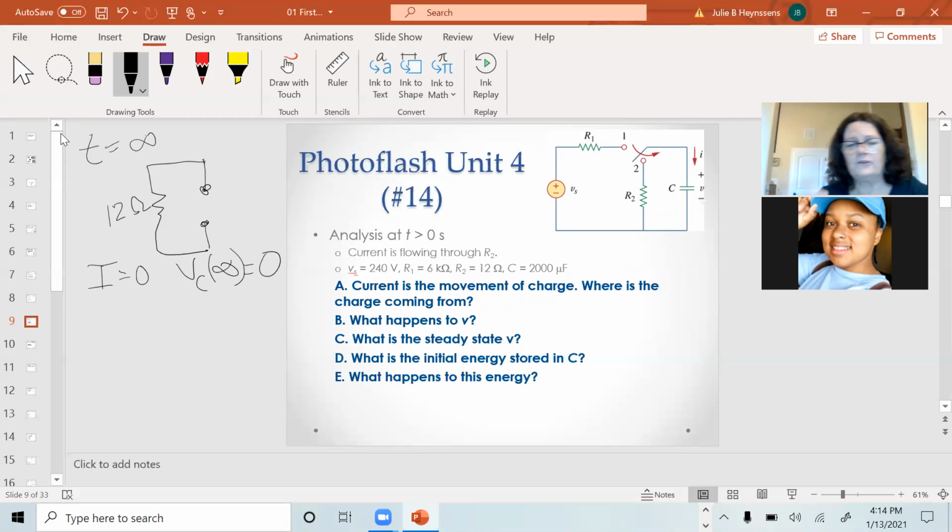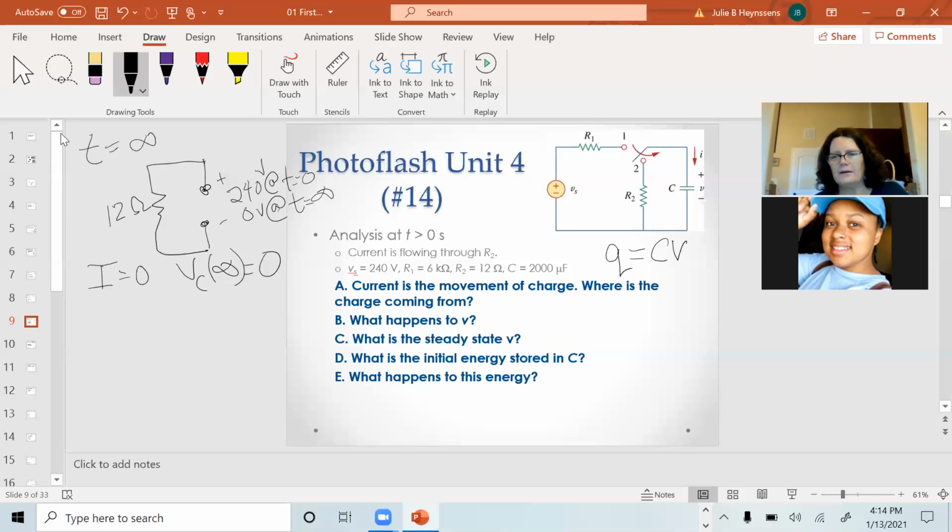I initially had 240 volts. I hate to do this to you guys, I'm going to confuse people. 240 volts at t equals 0. I have 0 volts at t equals infinity. Okay, what happened to all that voltage? In a capacitor, there's this wonderful equation that comes up a lot: Q equals CV.